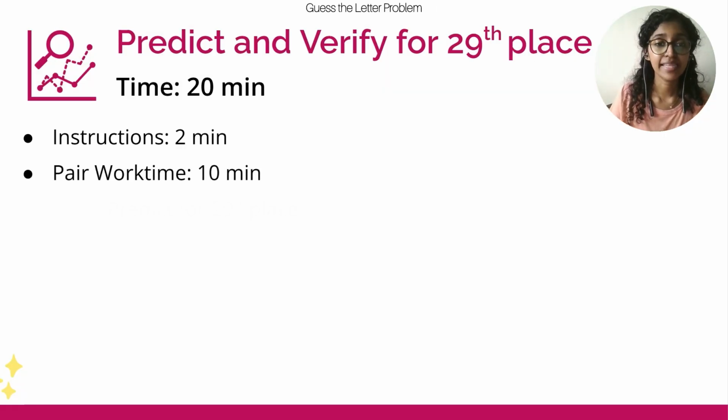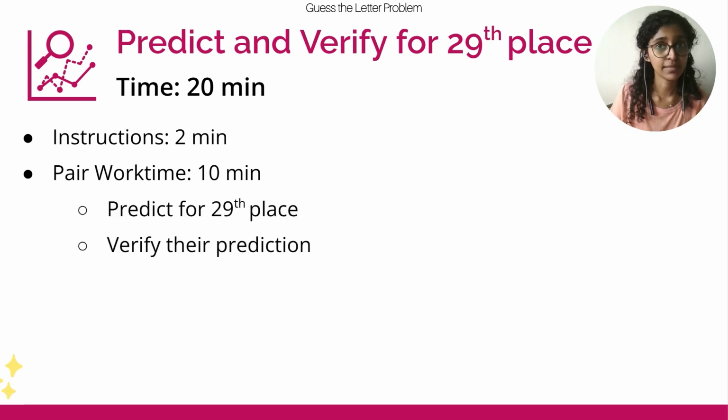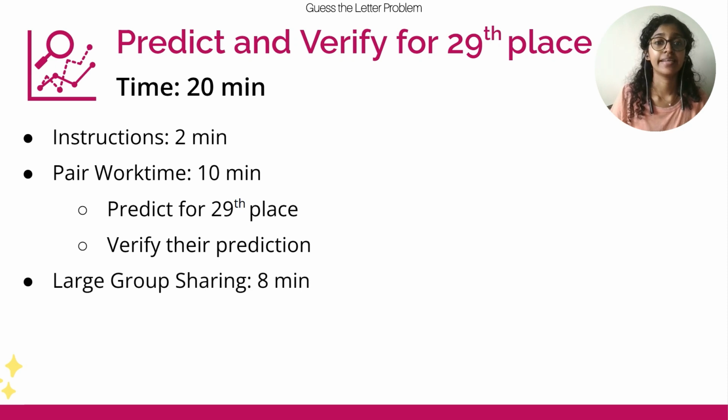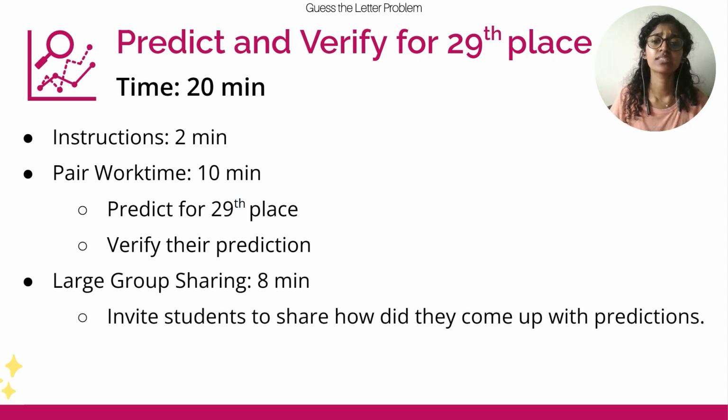The students are going to work in their pairs to predict for the 29th place, and they will also verify their prediction here. In the next 8 minutes, we have a large group sharing where we ask students to share the different strategies they have used to come up with predictions. The chances are that the students will come up with multiple, and therefore we are going to discuss two strategies that our students might or might not come up with. So let's see what they are.